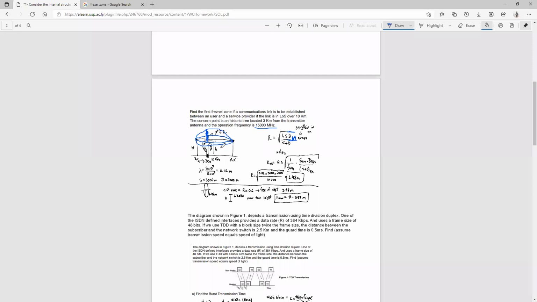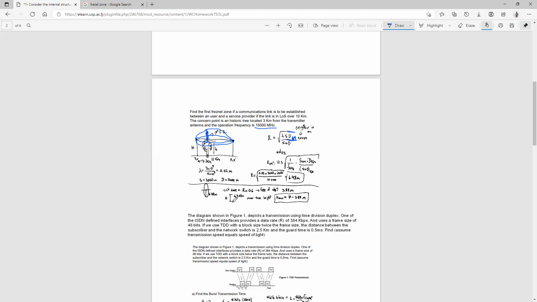Remember, an elliptical shape is horizontally a mirror image, right? So it can be symmetrical about its horizontal axis, depending on the orientation of the oval. Since the major axis of the oval is horizontal, it is symmetrical about its horizontal axis, right? So the frontal zone over here has a radius of 3.88 meters.